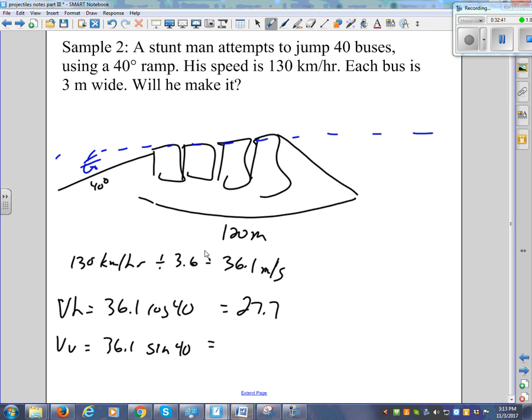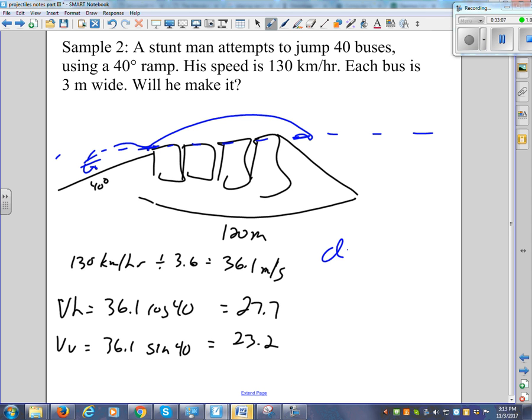23.2. Okay. Oh yeah, we're doing it the elegant way, right? What's the overall vertical displacement? Zero. Why do you say that? It lands exactly the same spot that it took off. The overall vertical displacement is 0.